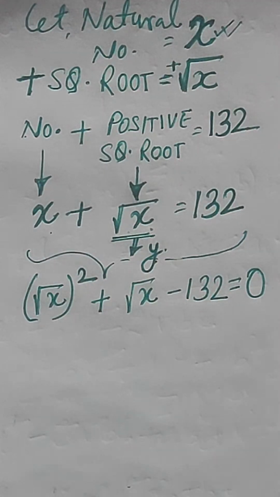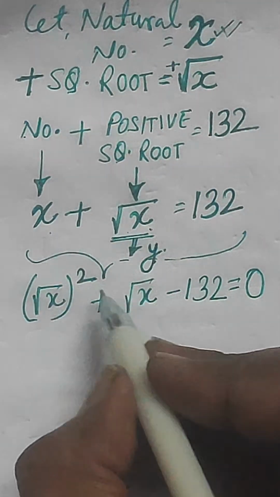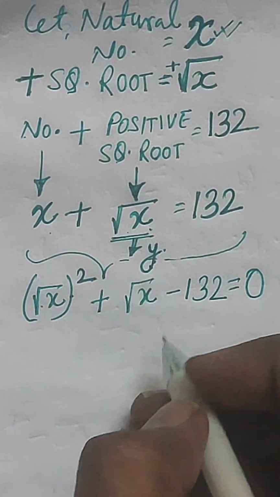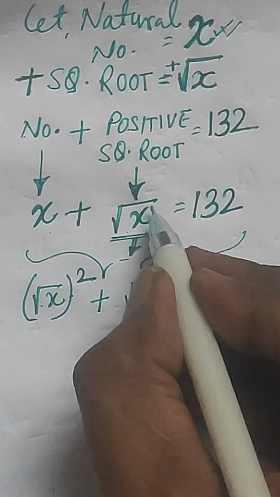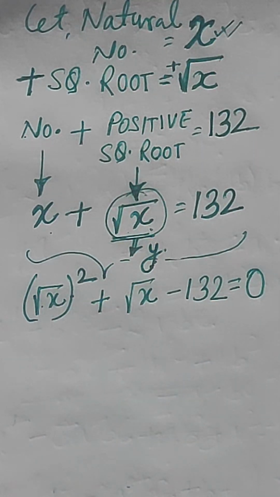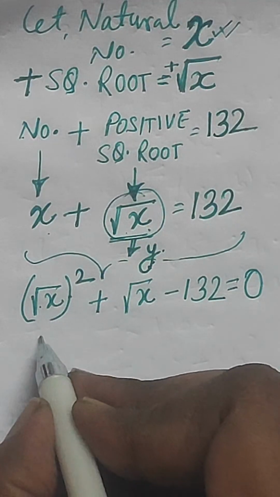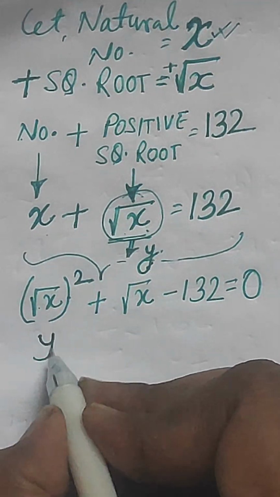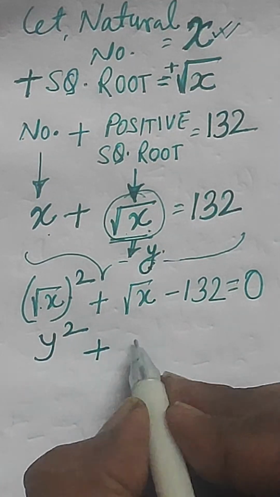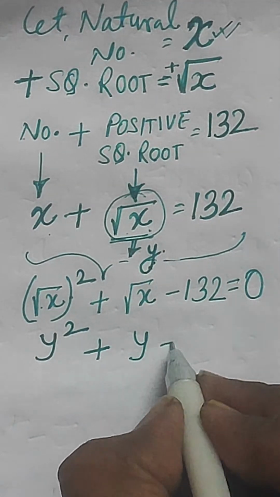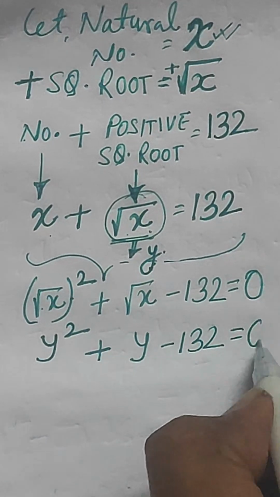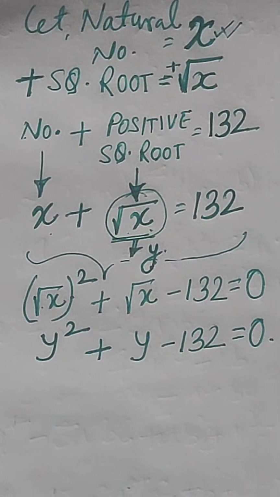This will give you root x whole square, that means y square, because we have assumed root x as y. So here we will write y square plus y minus 132 is equal to 0.